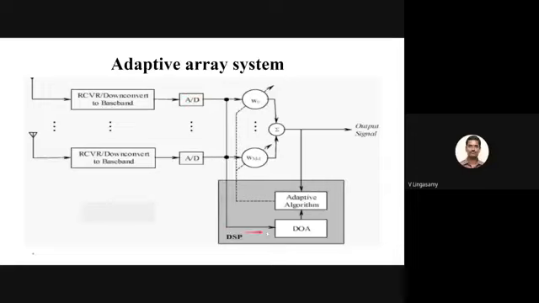This data will be given to the direction of arrival estimation module block. Then it is given to the adaptive algorithm. Then it will generate the weights and apply them here. The output signal is then fed back to the adaptive algorithm. It will go iteratively and then generate the output signal accordingly.